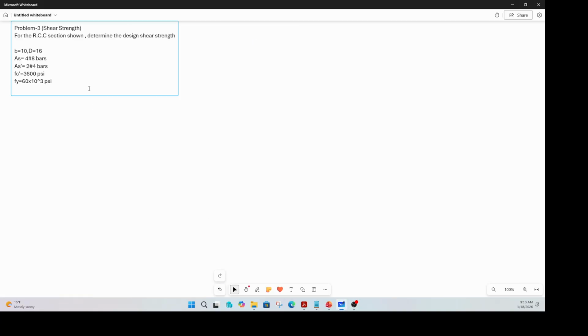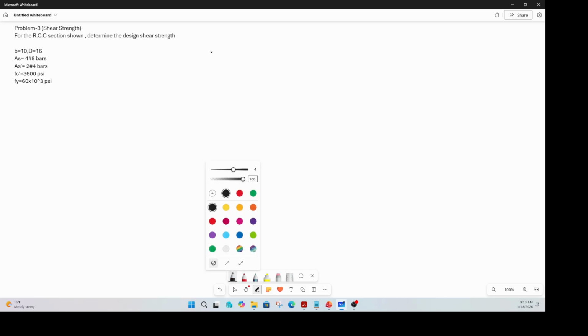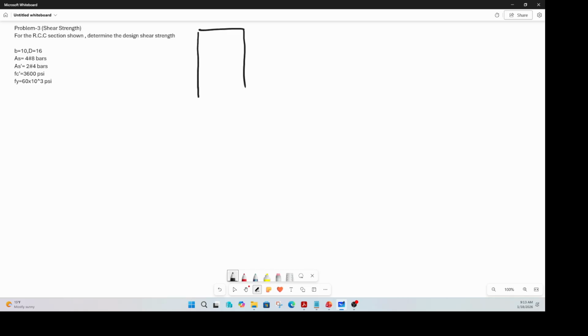First one, pretty straightforward exam problem. Here is how the beam section looks. So that's a beam. Width appears to be 10 inches, and the overall depth from here to here appears to be 16 inches.